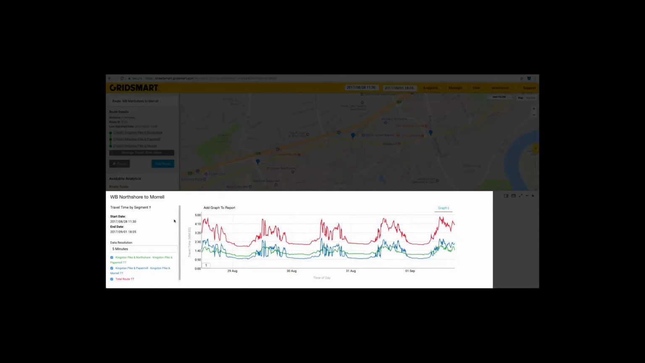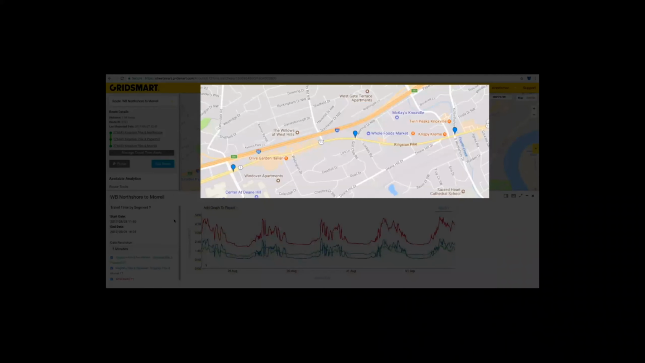The travel time by segment report will show us the average time it takes to travel each segment. On this report, there are only two segments: North Shore to Paper Mill along Kingston Pike and Paper Mill to Morrell along Kingston Pike.